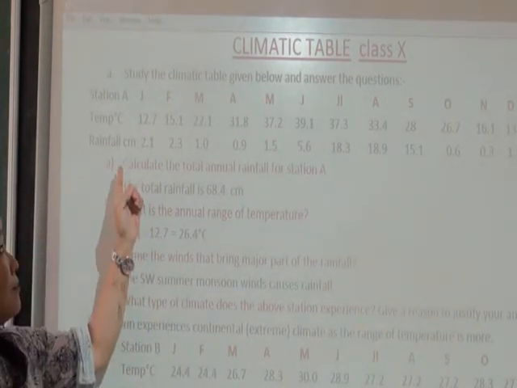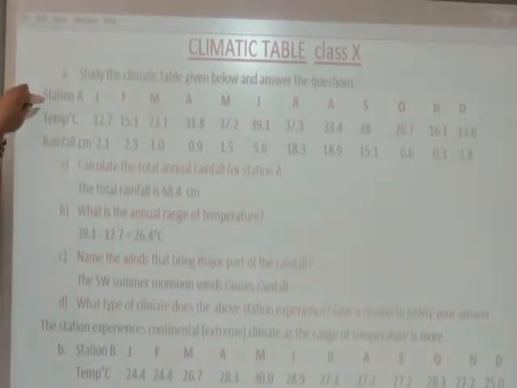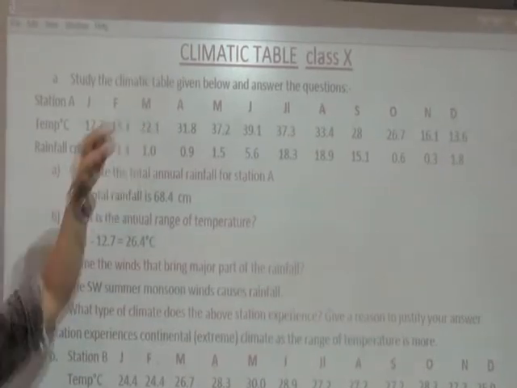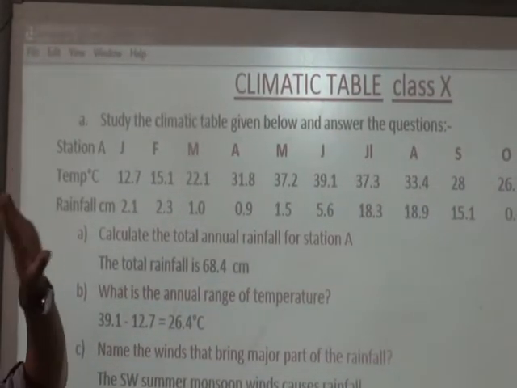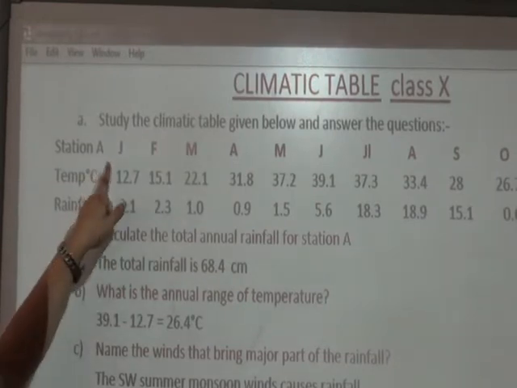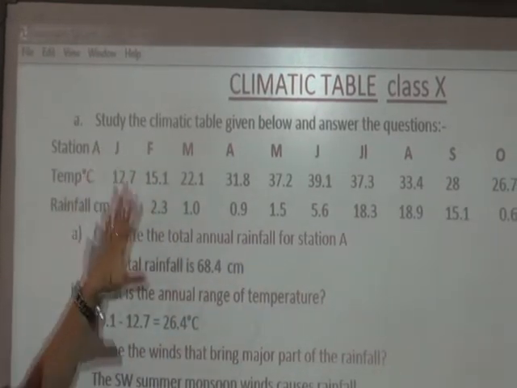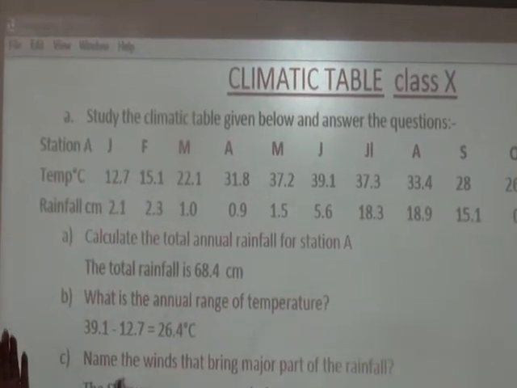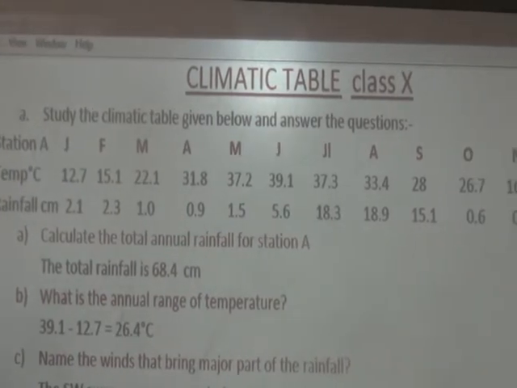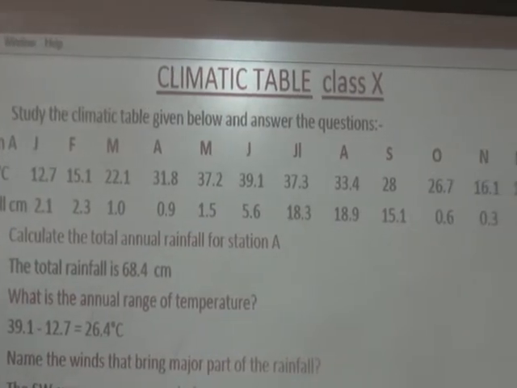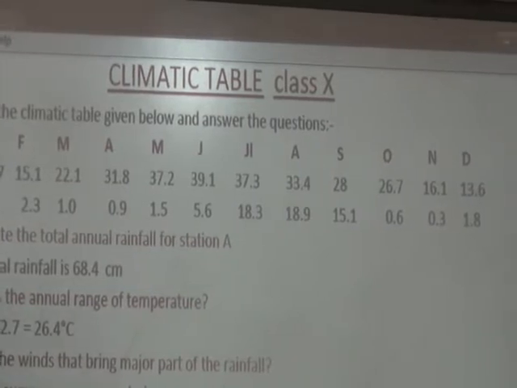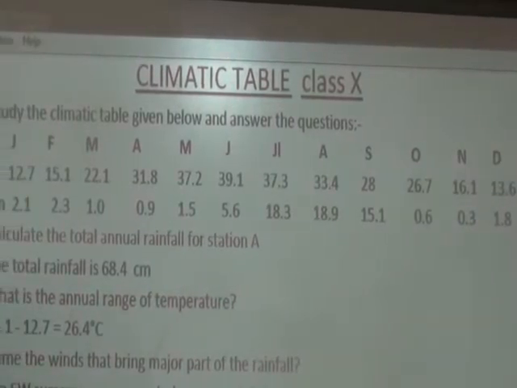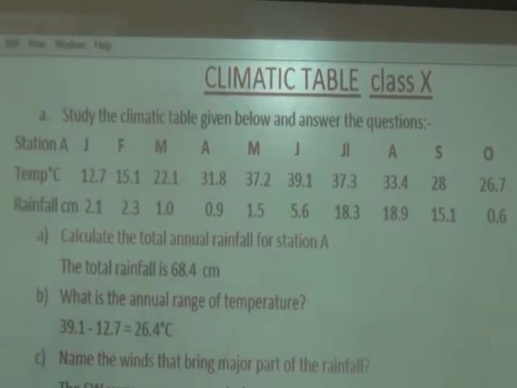The first table I've done for you over here is, look at this: study the climatic table given below and answer the questions. It says Station A, the name of the place is not given. Station A, all the 12 months, it's a worked out one for you. While I'm explaining it, if you have your books, or you can take the recordings, you can copy it down and practice accordingly.